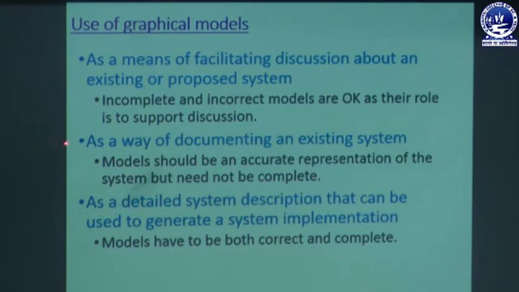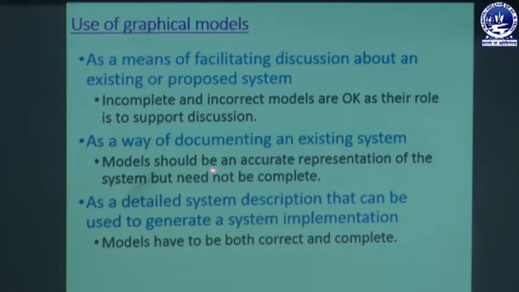The second one says as a way of documenting an existing system. If an existing system is there and we need to make documentation for that existing system, there also we can use this graphical model.